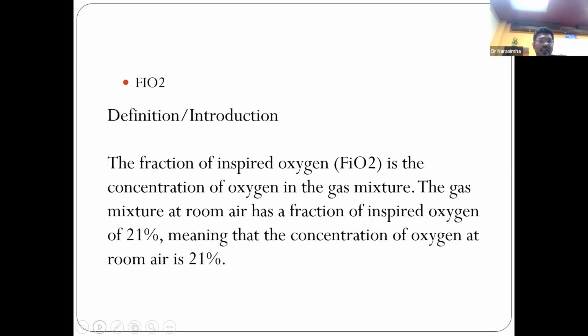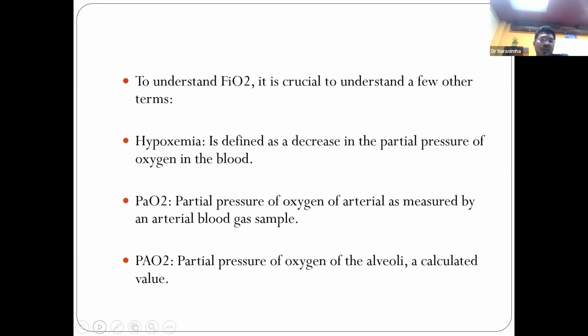That's a basic thing. To understand FiO2, it is very important to understand certain terminologies. If you know these terminologies, then you can understand the importance of FiO2. So the first thing is hypoxia. It is defined as a decrease in the partial pressure of oxygen in the blood. Whenever the partial pressure of oxygen in the blood decreases, it's called hypoxia.